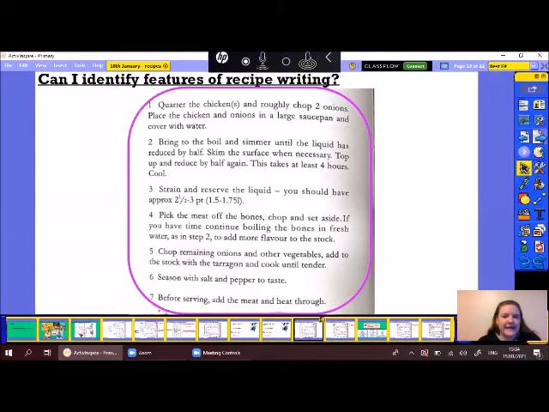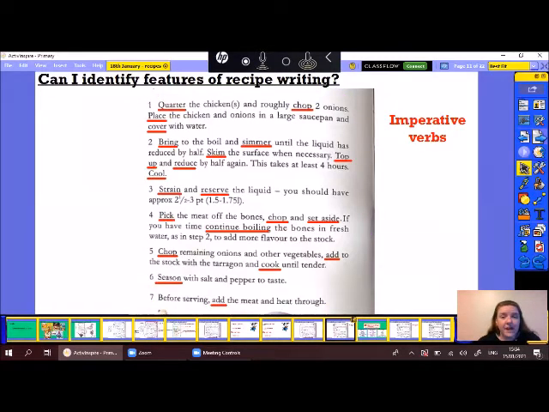Look at our recipe here. Can you find any imperative verbs in there? Pause the video and have a look. I found loads. Quite often they crop up at the beginning of the sentence. Like here, you have to quarter the chicken, so cut it into quarters. Place the chicken and onions in a large saucepan. Bring to the boil. Strain and reserve.